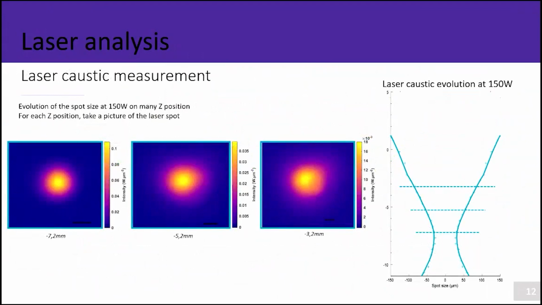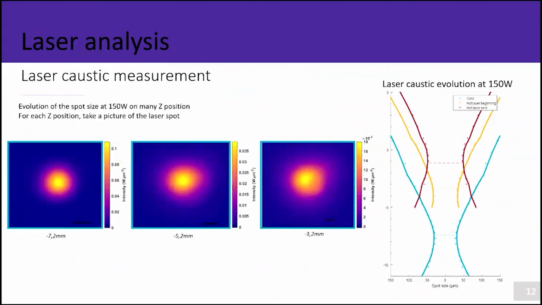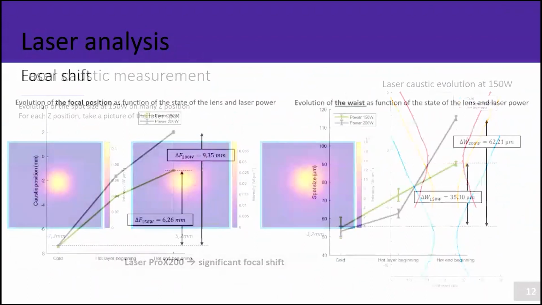You can see here the laser caustic evolution at 150 watts at cold state, and we added the hot layer beginning state and the hot layer end state. So we can see here that this is the waist of the laser at cold, and it increases with hot states. We also observe that it's larger at hot states than at cold states. So on this machine, the LaserProX 200 that I use, there is a significant focal shift that is measured.